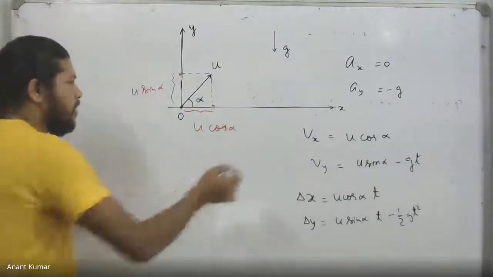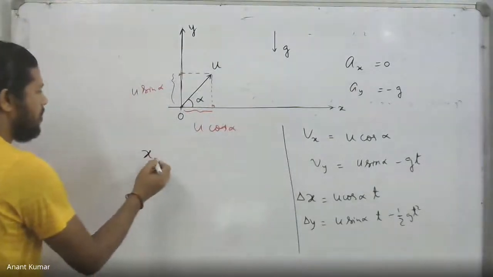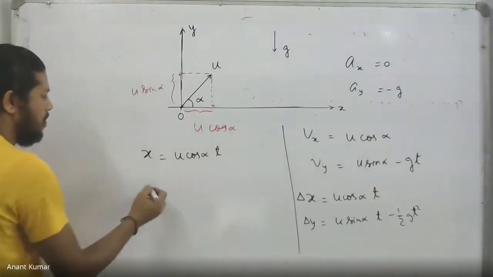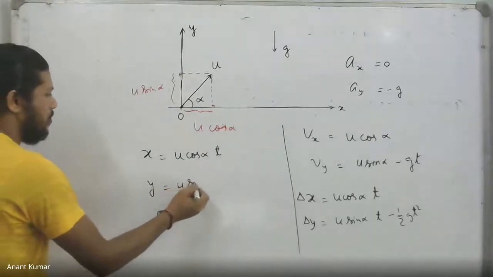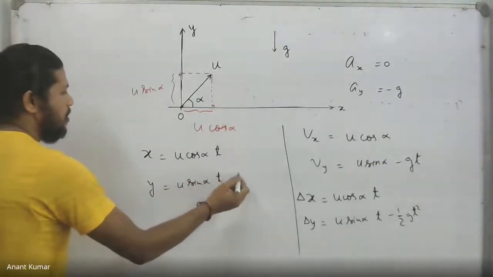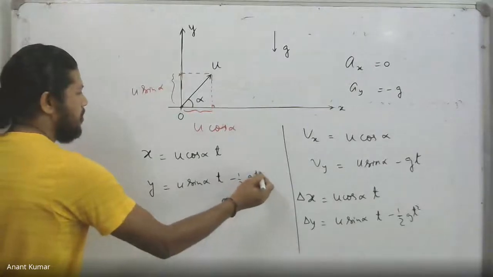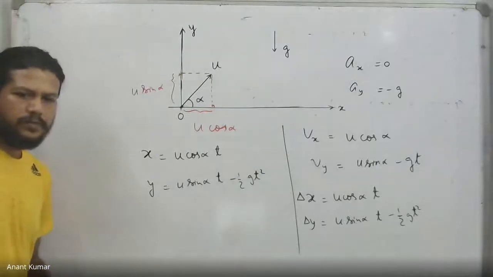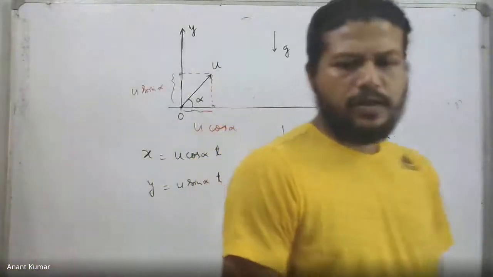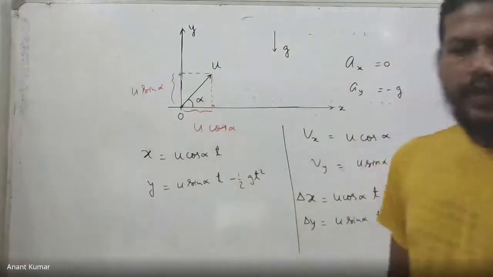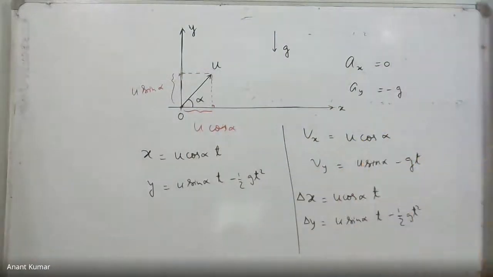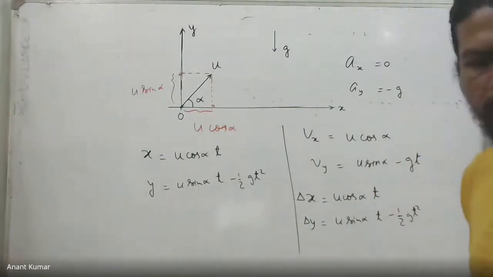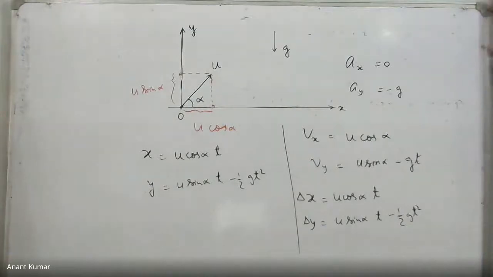Therefore, I could write down finally the x coordinate of the object simply as delta x, which is u cos alpha into the time, and the y coordinate as u sin alpha into t minus half g t square. These also become the position because the initial position is 0. Yes, the initial coordinate is (0, 0) actually. It's starting from the origin itself. That is why the displacement and the positions are the same thing. These equations therefore can give us the position of the object at any given time t, obviously as long as it does not hit the ground.